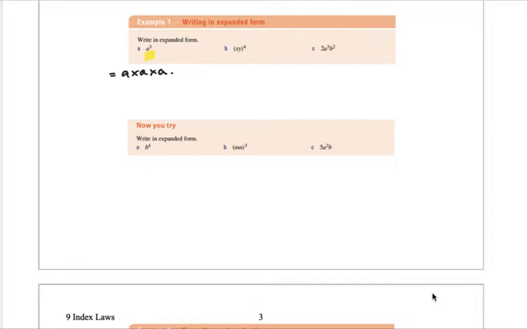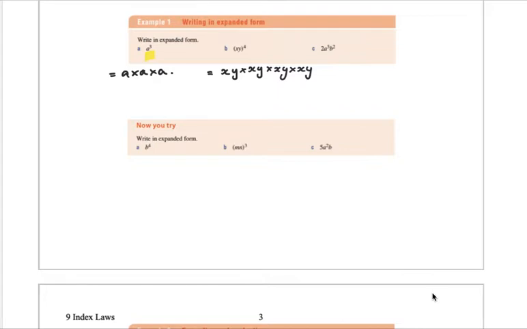Next one, we've got xy all to the power of 4. Now, what that all to the power of 4 is saying is that everything in the bracket will be times by itself 4 times. So what we now have is xy times xy times xy times xy.